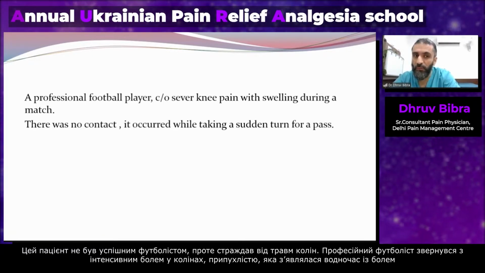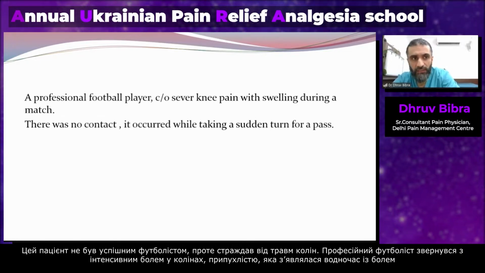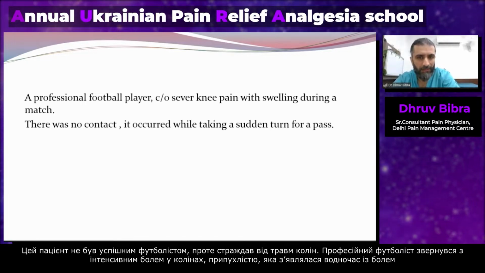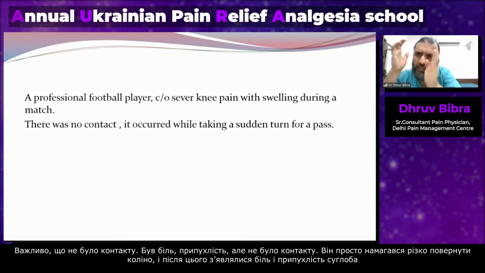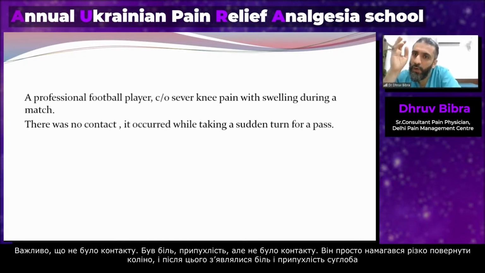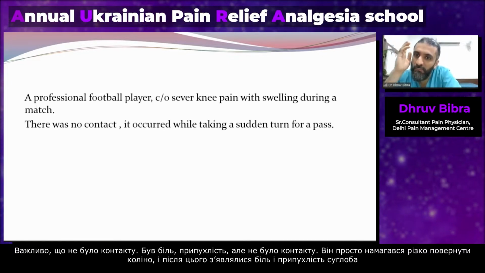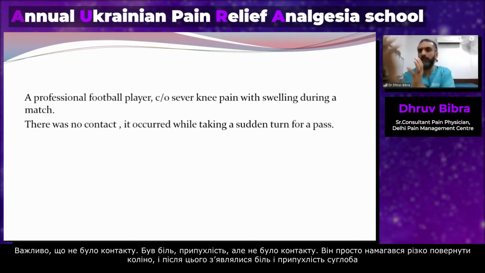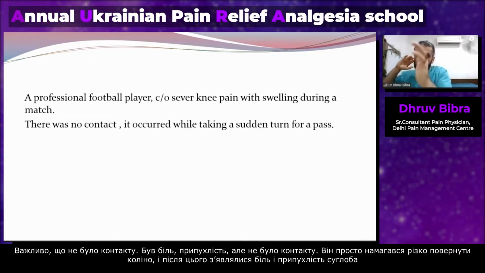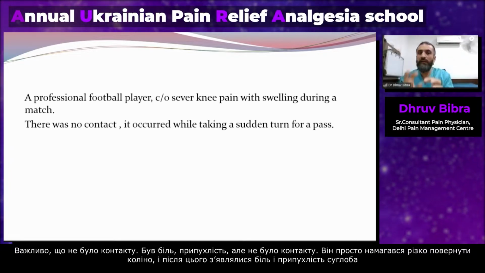So a professional football player comes with severe knee pain with swelling, which started during play. Now, the important point is that there was no contact. So the patient had knee pain along with swelling, but there was no contact. He was just trying to get the ball. He took a sudden turn on his knee, and because of that sudden turn, there was swelling and pain.